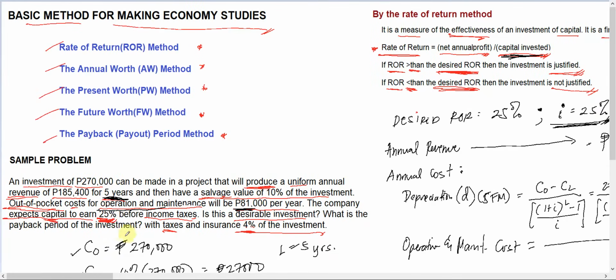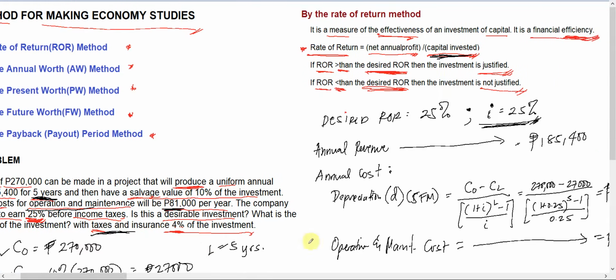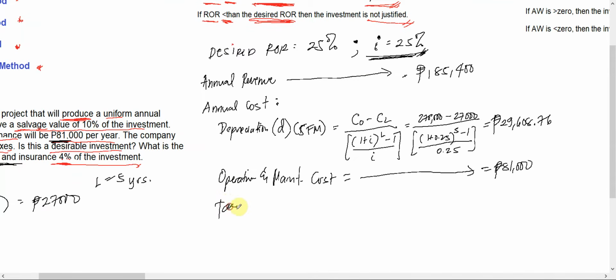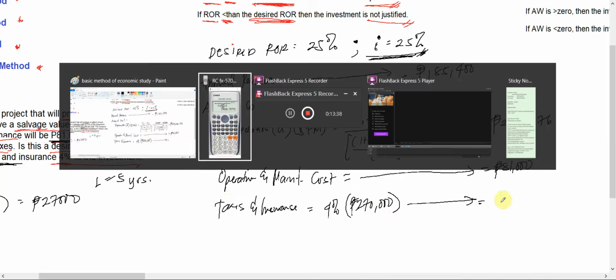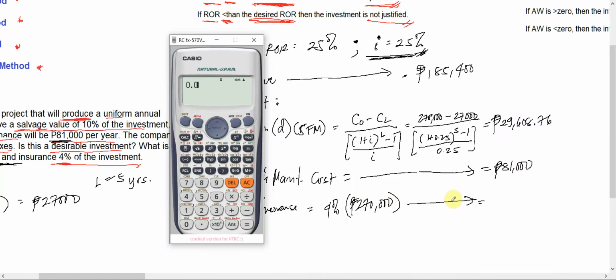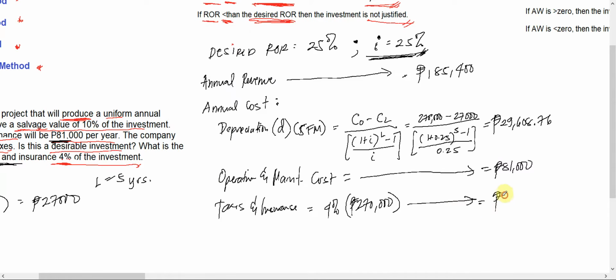Okay, and then, ano pang cost natin dyan? Ito, yung taxes and insurance na 4% of the investment. So, lagay lang natin taxes and insurance equals sa 4% of the investment, which is 270,000 pesos. So, that is equal to 0.04 times 270,000, 10,800.